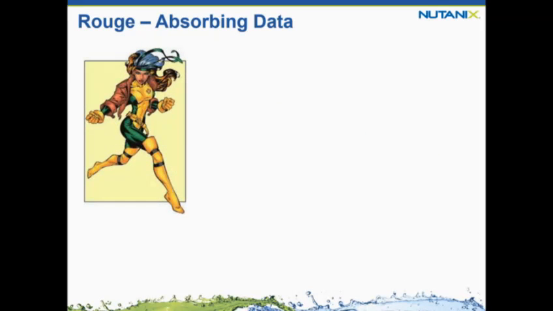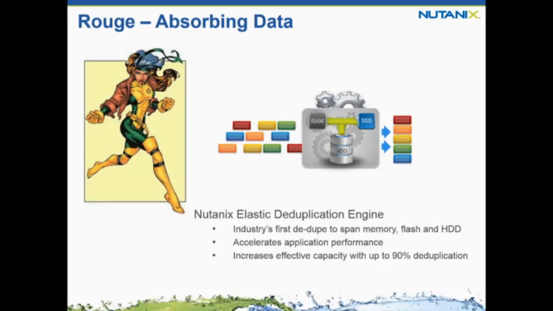So Rogue, her superpower: absorbing data, sucking it in, and then using it against you. For our use case, it's our inline dedupe. First, dedupe to expand RAM, flash, and the hard drive tier. This release, 3.5, is all about application performance. Even if you have a small flash tier now, you'll have the ability to grow that seamlessly, all in software.